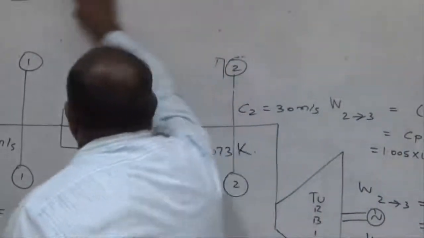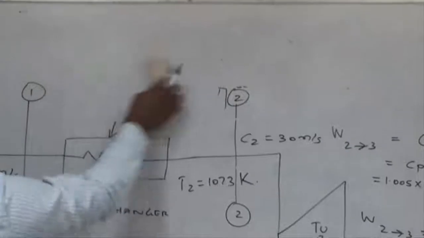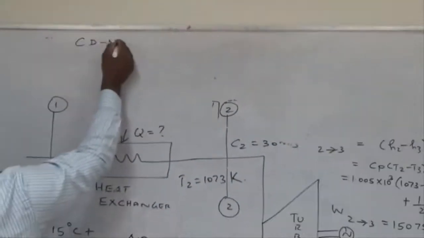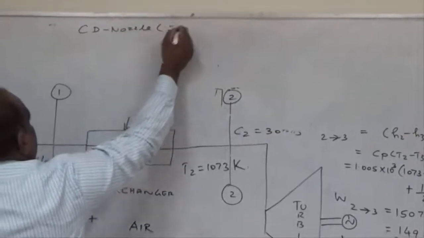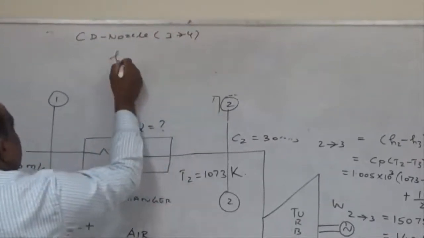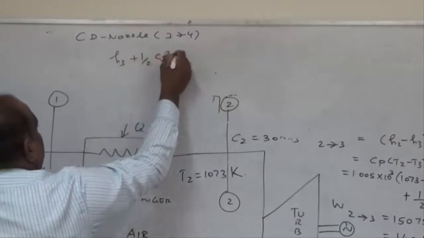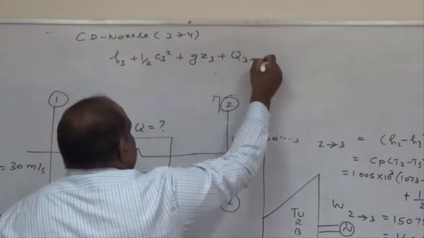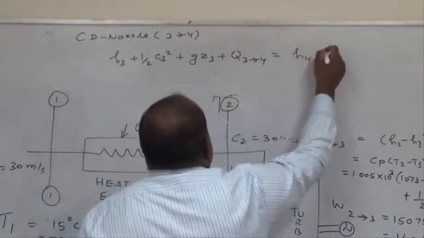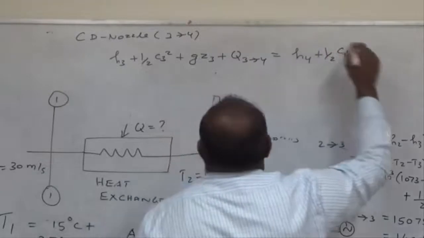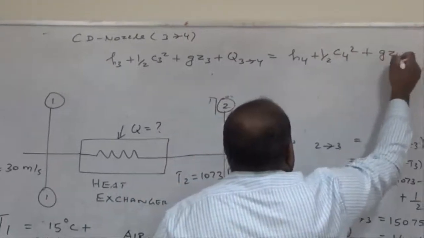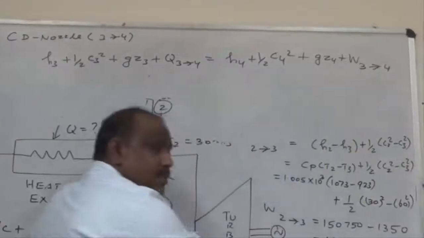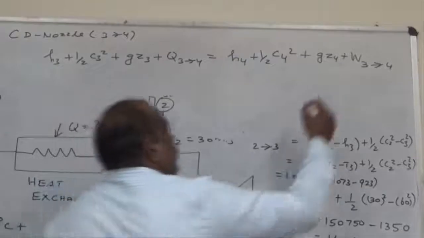There is nothing but a steady nozzle. So the nozzle, what is the state? It is from 3 to 4. So it's H3 plus half C3 squared plus g Z3 plus Q3-4 is equal to H4 plus half C4 squared plus g Z4 plus W3-4. The same formula only, I am not changing the formula. Does the nozzle have any moving components? No. So W is 0.